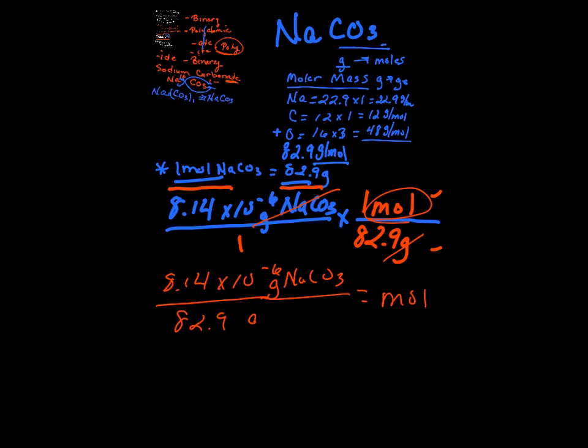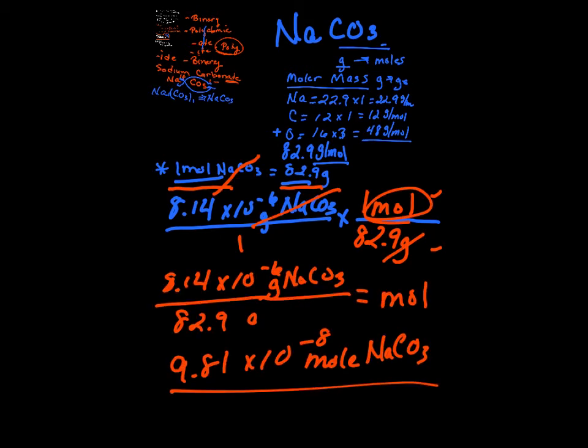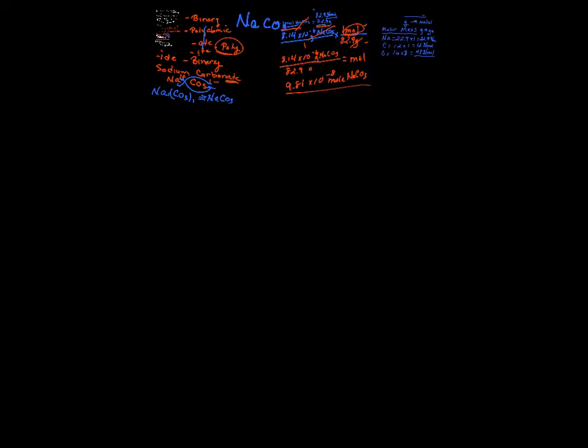Exponent -6. I'm going to divide that by 82.9, and that's going to give me 9.81 times 10 to the -8. This is going to be moles of sodium carbonate. So there's my moles.